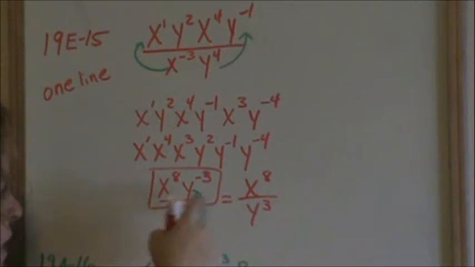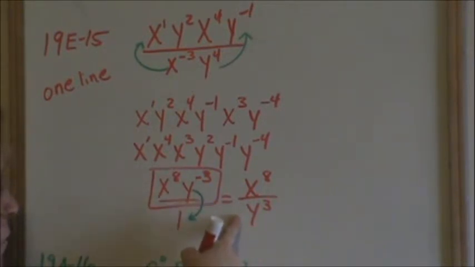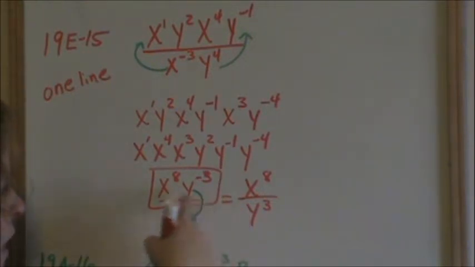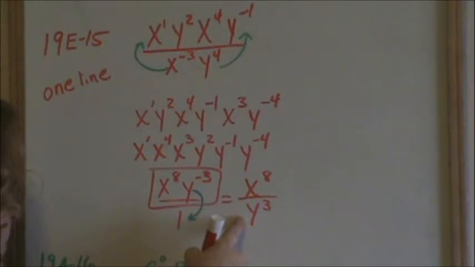These are the same answer. It's just a different format of writing it. This is writing it all on one line. This is writing it with positive exponents. Either way is an acceptable answer.